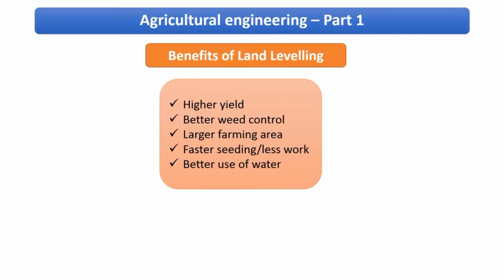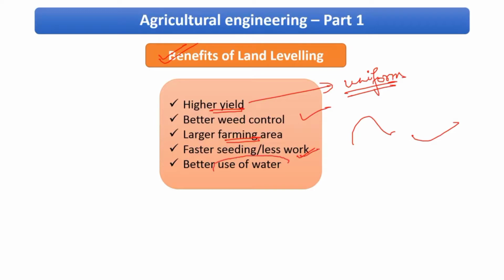Now let us see what are the benefits of land leveling. Basically higher yield. Obviously when you see there's a uniform distribution of water, the productivity would be high, right? Then you have better weed control, larger farming area. Obviously no high spots, no low spots are there. So the farming area would seem large, right? Faster seeding, less work, better use of water, very important, right? So these are some of the basic benefits that we have when we perform land leveling.